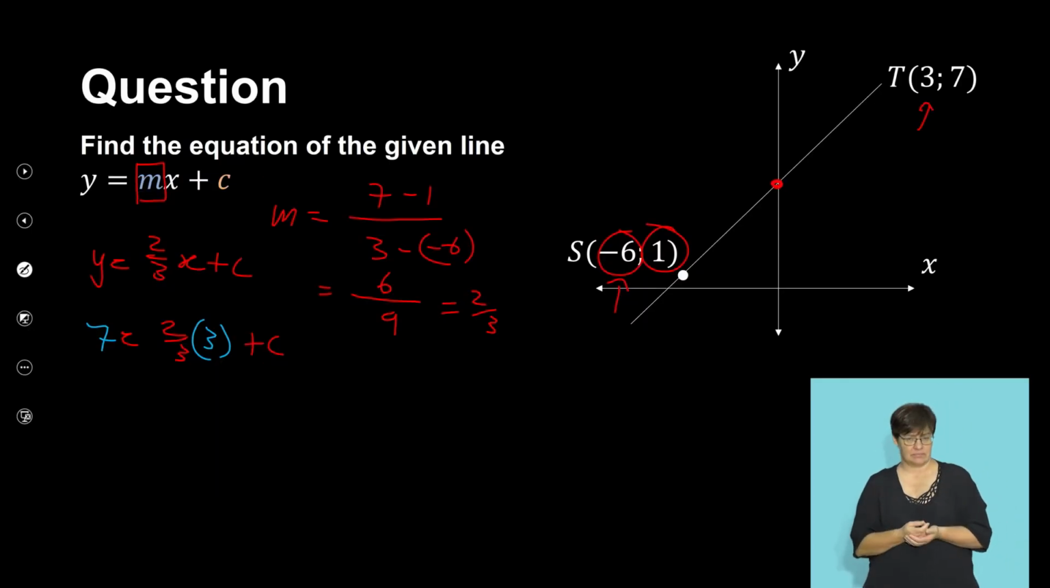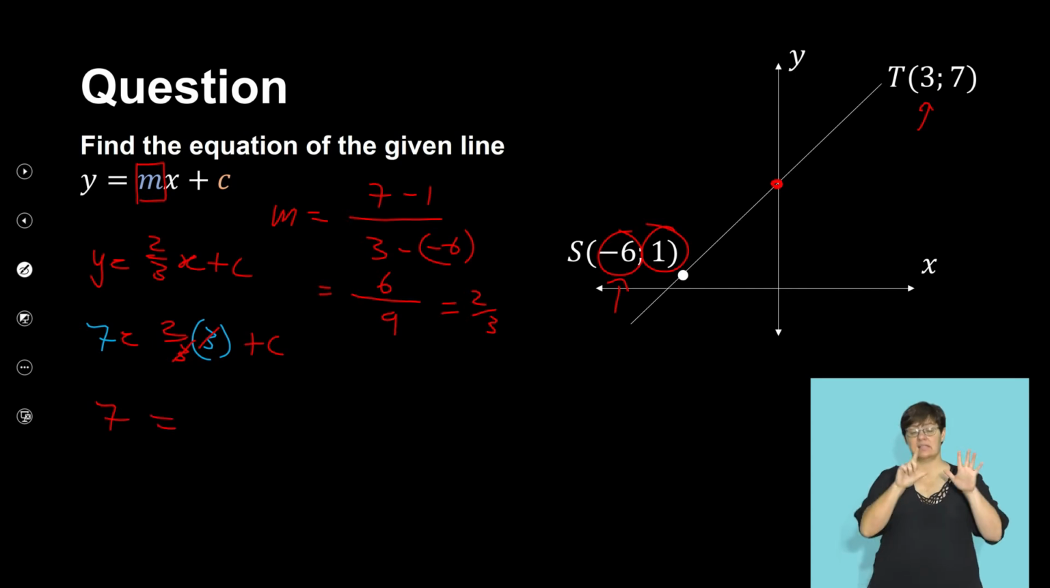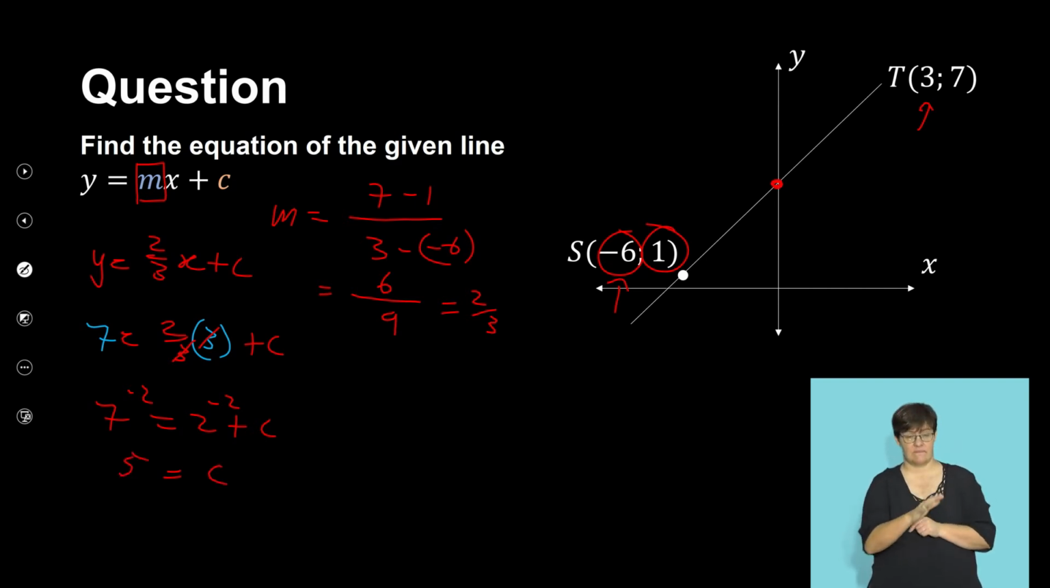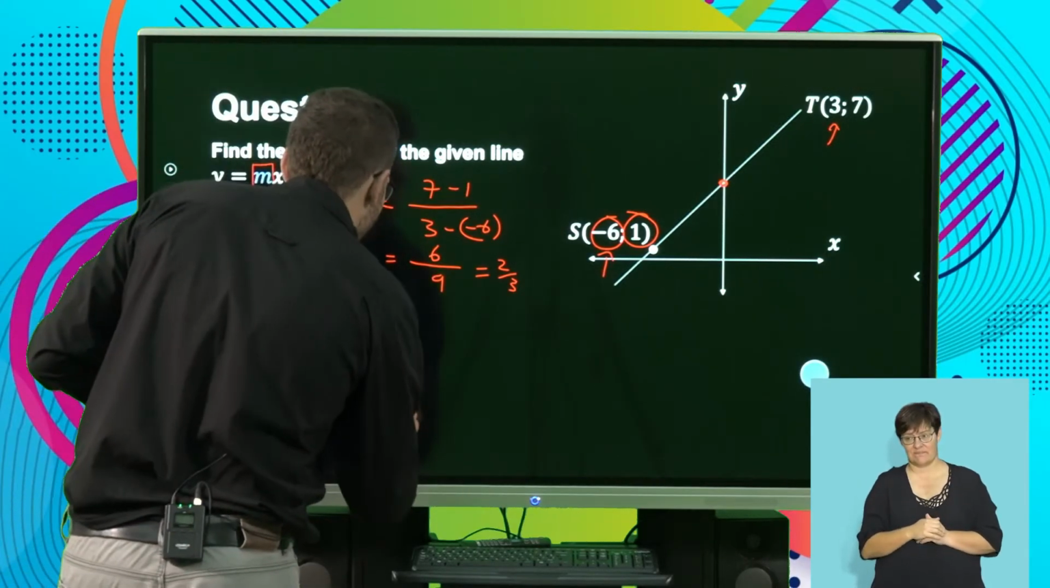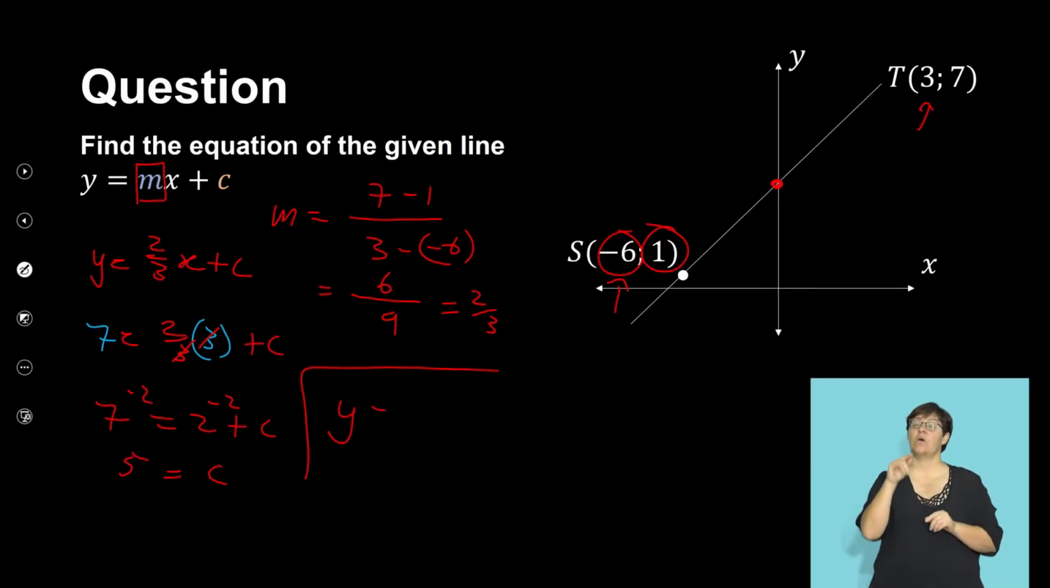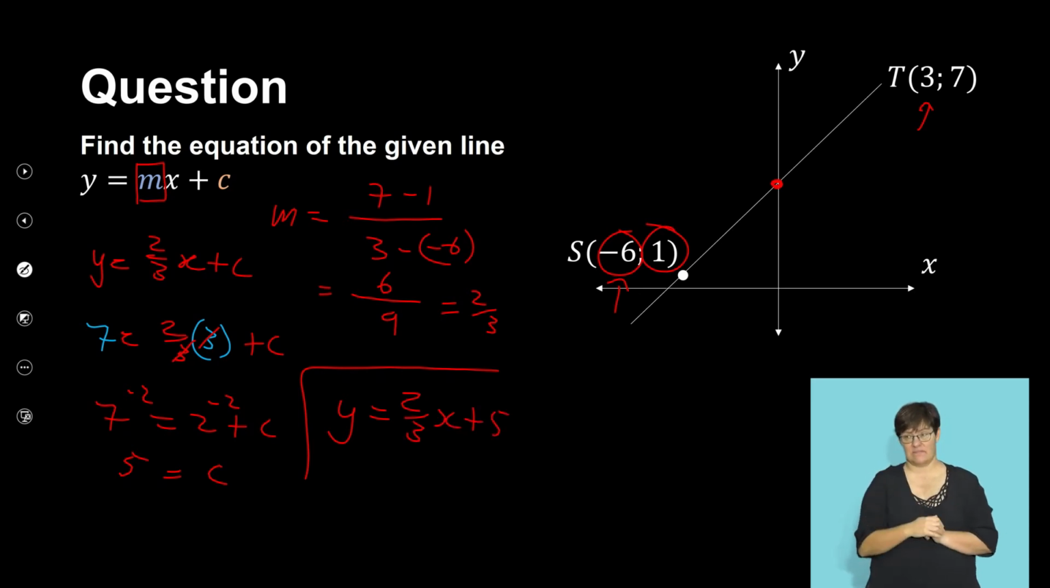So let's do that. Here I can see the 3's cancel out. All I'm left with is 7 equals 2 plus c. If I subtract 2 on both sides, I'm going to get that c is equal to 5. Awesome. And so I've solved for my gradient, I've solved for my y-cut, and if I finish this question, y is equal to 2 over 3x plus 5. My y-cut, which I didn't know, is equal to 5.